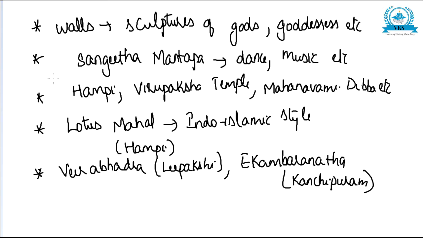So the walls of the temples consisted of sculptures of god, goddesses, etc. Sangeeta Mandapa was constructed for the performance of dance, music, drama. Hampi, Virupaksha temple, Vittalaswamy temple, Mahanavami Dibba are examples of monuments of Vijayanagara. The Lotus Mahal at Hampi is made in the Indo-Islamic style of architecture. The Vidya Shankara at Sringeri, Veerabhadra at Lepakshi, Ekambaranatha at Kanchipuram are some other important temples. So all these were the contributions in the field of art and architecture.